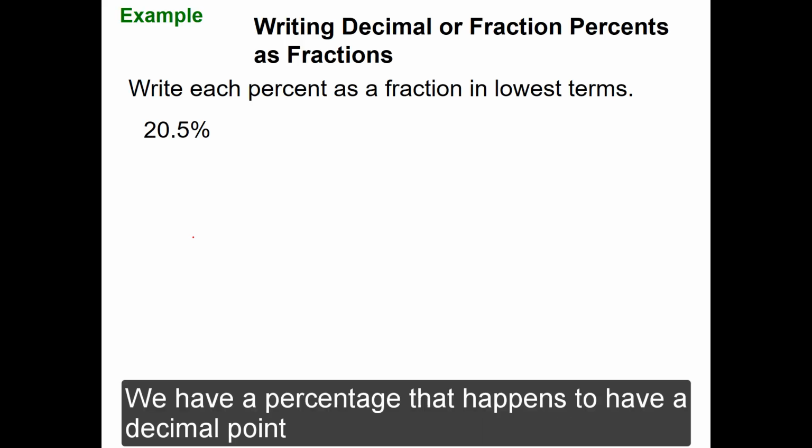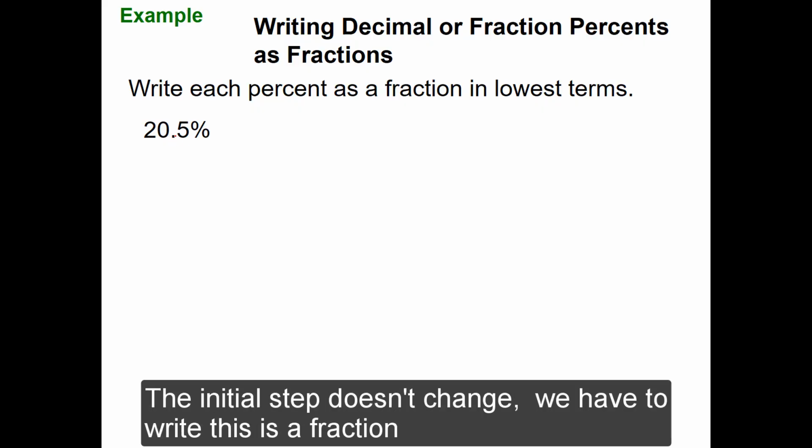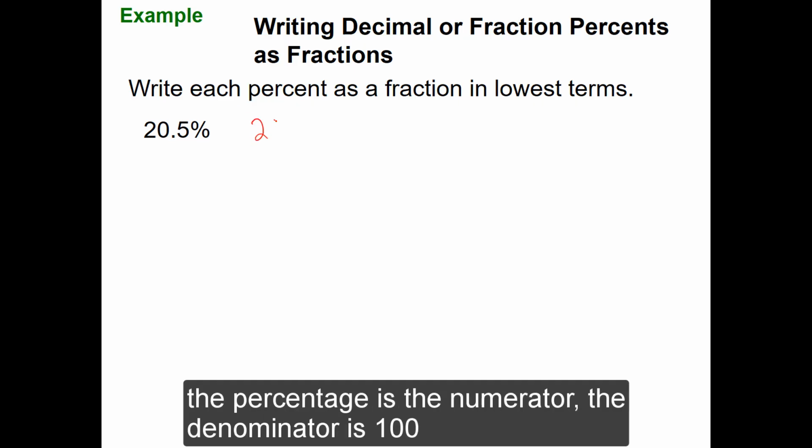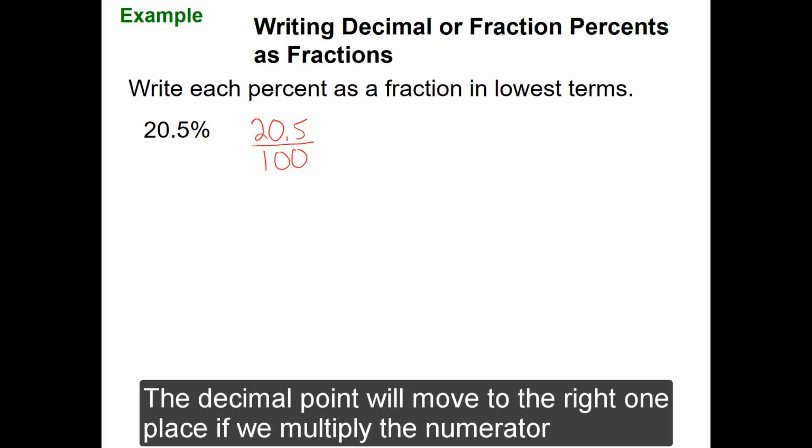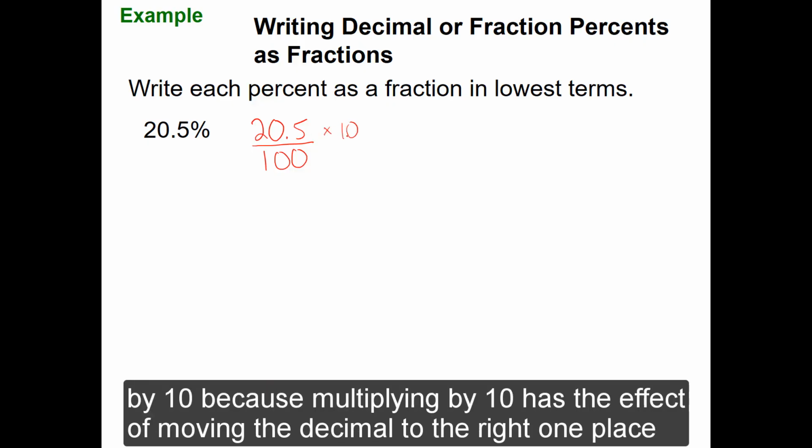Here we have a percentage that happens to have a decimal point in it. So the initial step doesn't change. If we have to write this as a fraction, we would initially write the percentage as the numerator. The denominator will be 100. But fractions cannot contain decimal points, so we have to rid this fraction of a decimal point. We can move this decimal point to the right one place if we multiply that numerator by 10, because multiplying by 10 has the effect of moving the decimal point to the right one place.